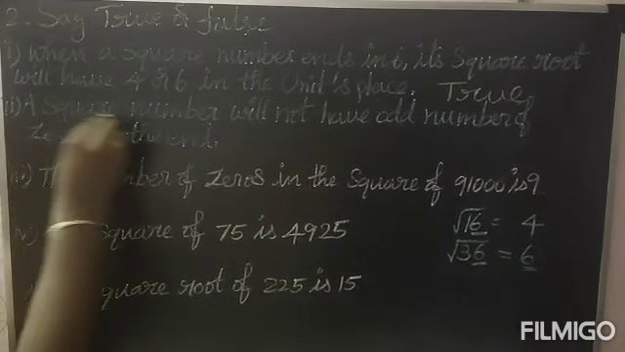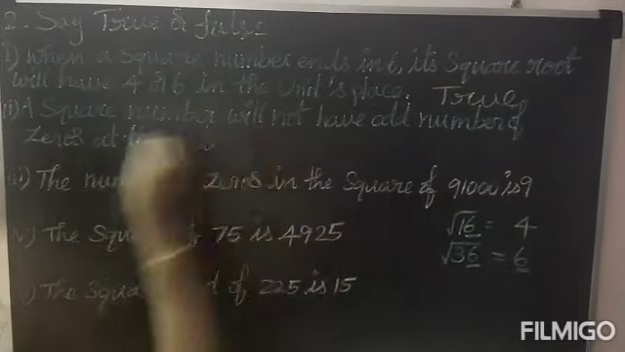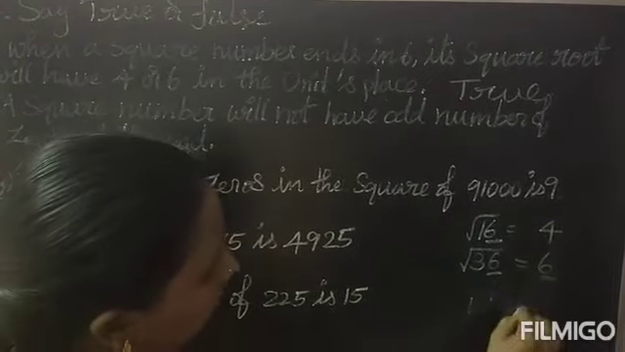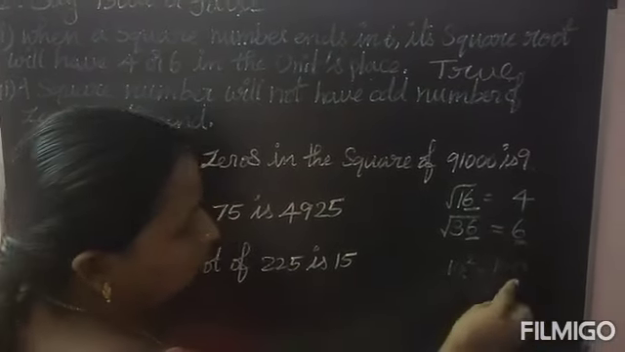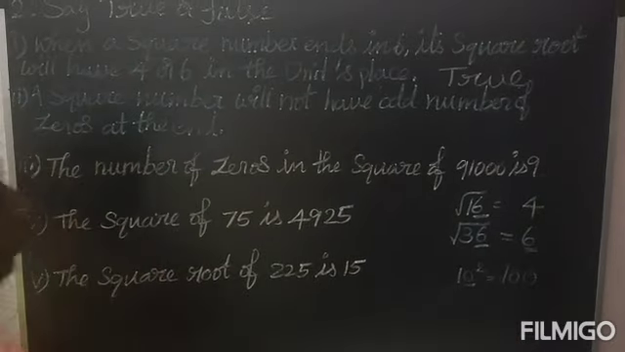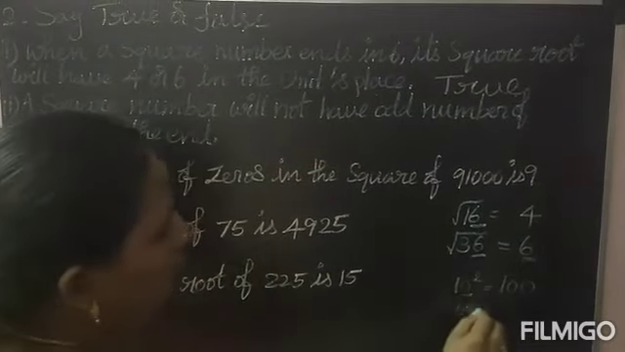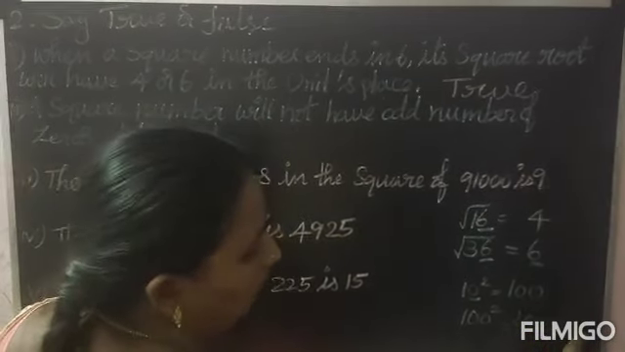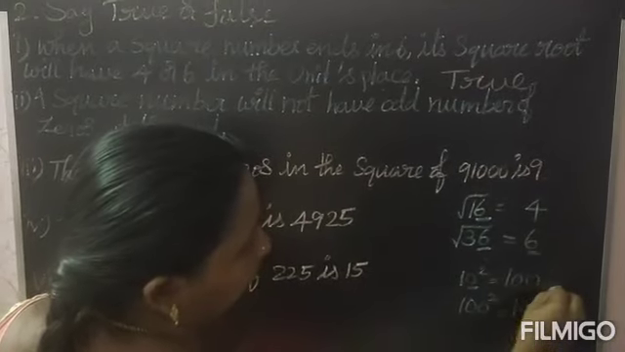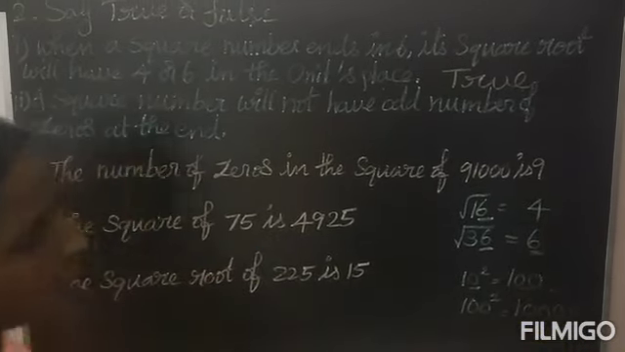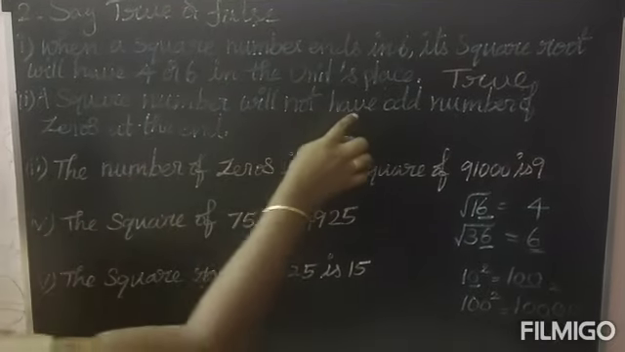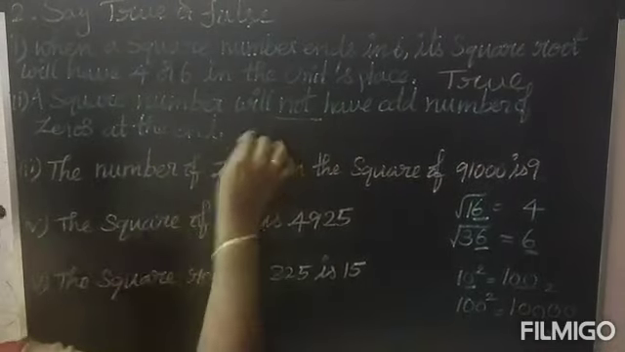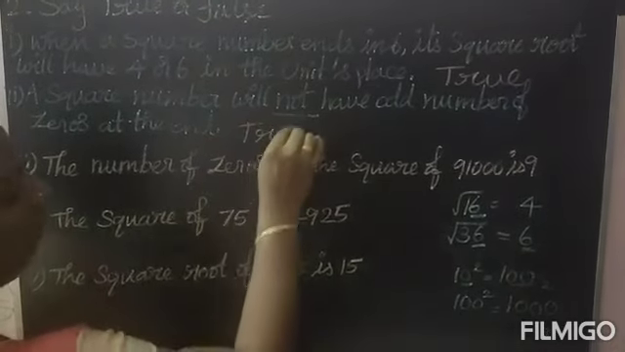Okay. Next, a square number will not have an odd number of zeros at the end. Suppose you take 10 square. So 10 square is 100. If you have 1 zero in the number, you have 2 zeros in the square. Then 100 square. What is 100 square? 10,000, you know. So how many zeros are there? 4 zeros. Here you have 2 zeros. Even number of zeros only in the square. So a square number will not have an odd number of zeros at the end. So it is a true statement.